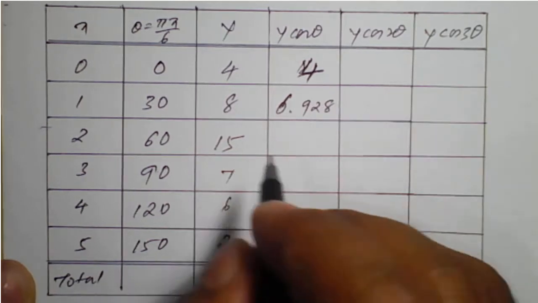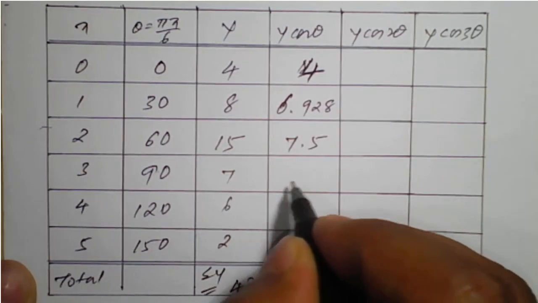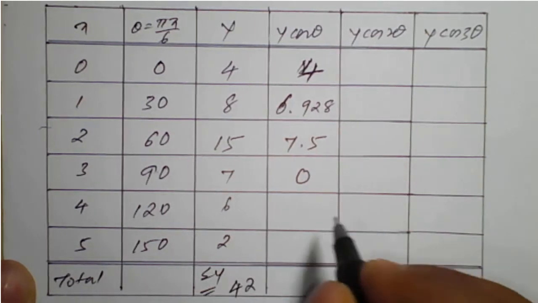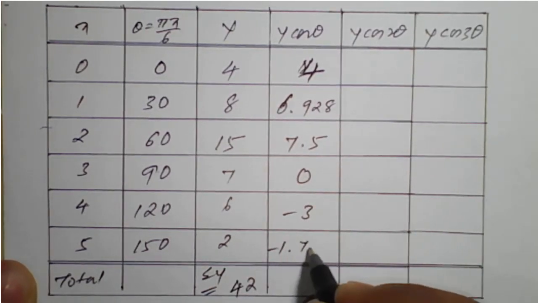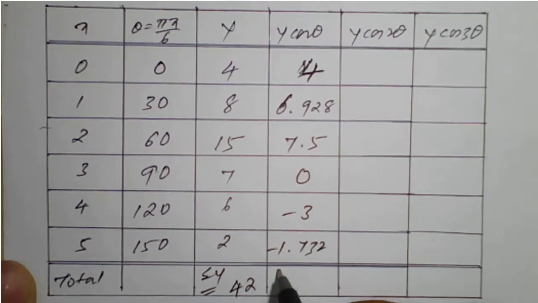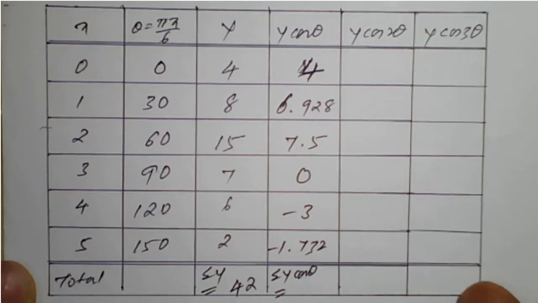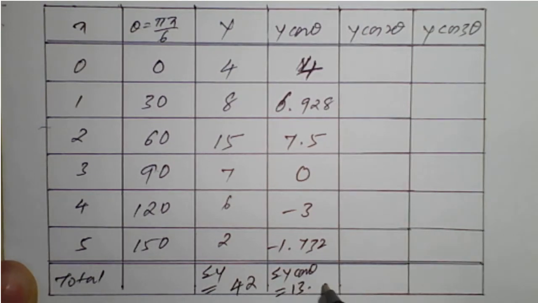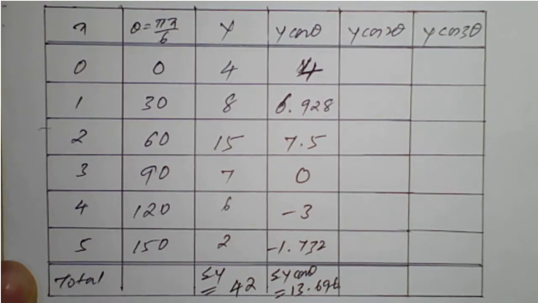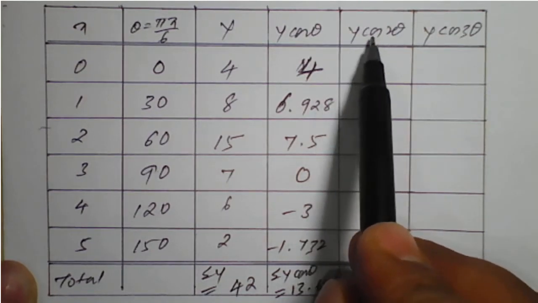6.928. Next is 7.5, 0, minus 3, minus 1.732, and the summation of y cos theta will be 13.696. Okay, so next we need to find the value of y cos 2 theta.